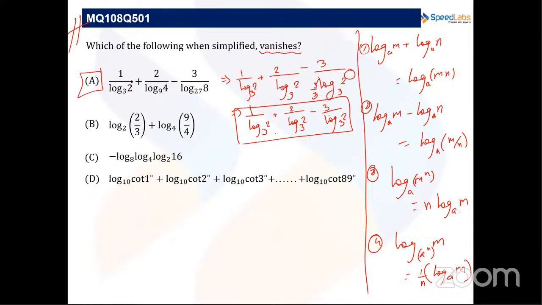Now this value is 0. So one option is correct. These are the multiple choice questions. Let's check for the second option.